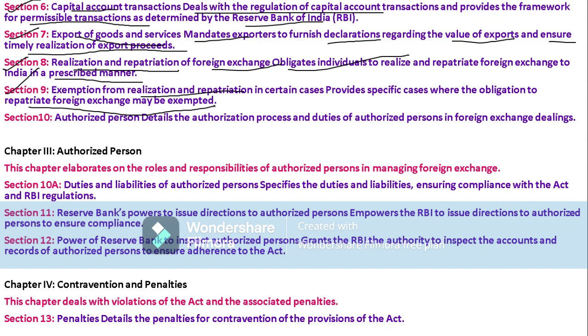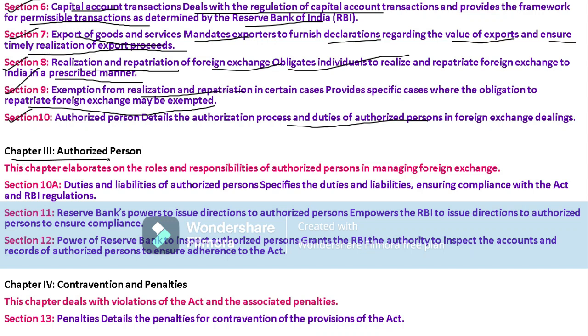And Section 10, authorized person, deals with the authorization process and duties of authorized persons in foreign exchange dealings. So Section 10 defines the responsibilities, duties and the process of authorization, meaning a registration process will be there for an authorized person to get an authorized license. The duties of the authorized persons can all be discussed in Section 10. Now coming to Chapter 3.